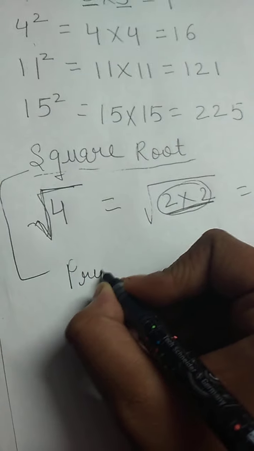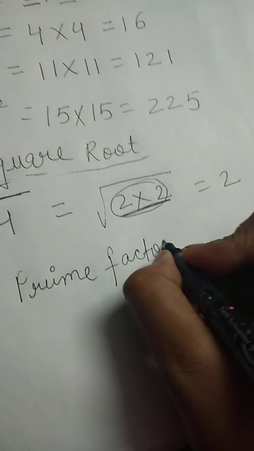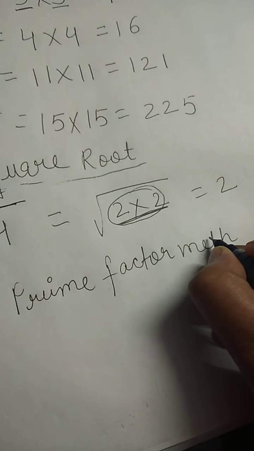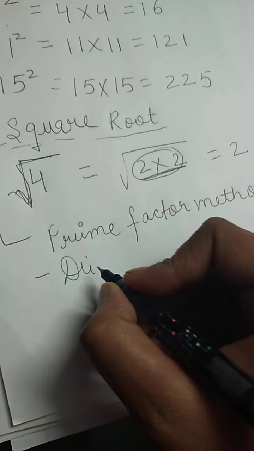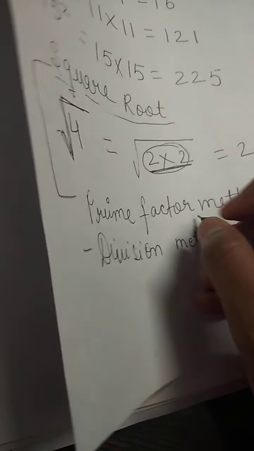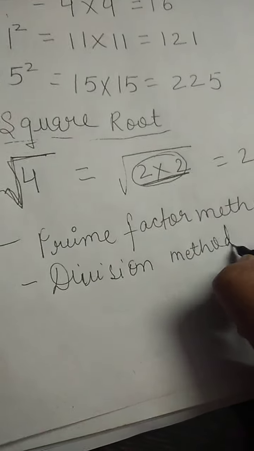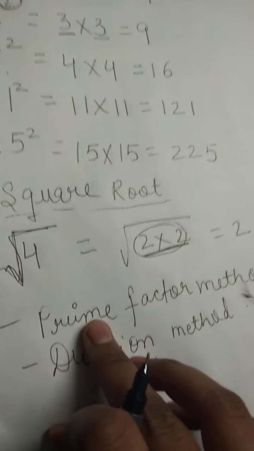There are two methods of finding a square root. The first method is the prime factor method, and the second method is the division method. For understanding this first method, that is prime factor method, we should also know what are prime numbers.